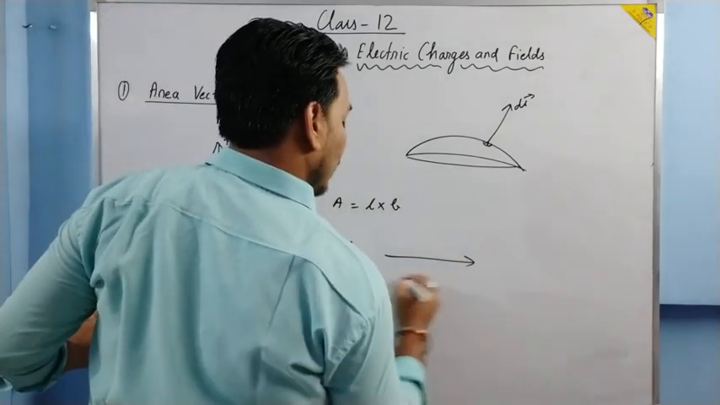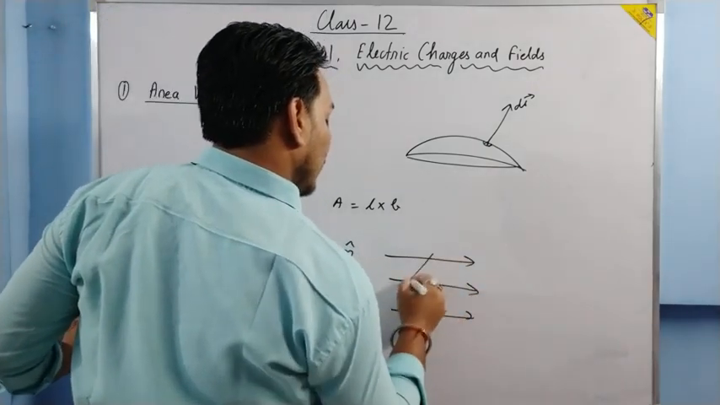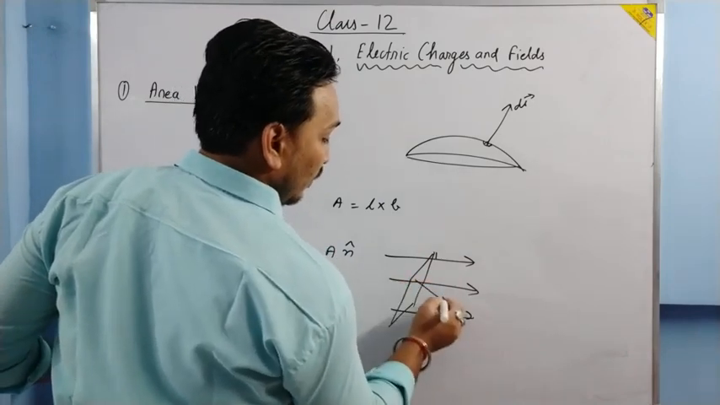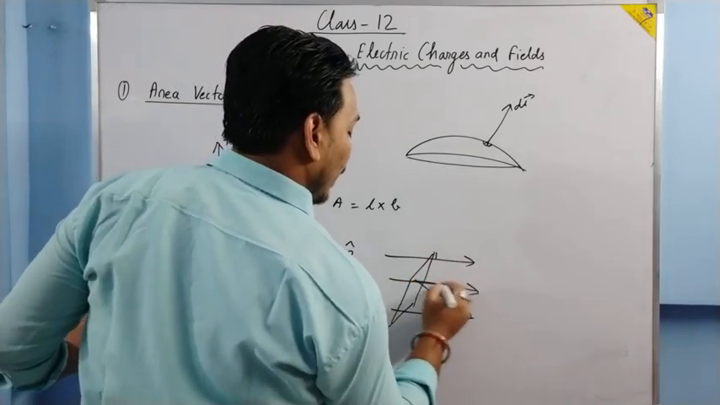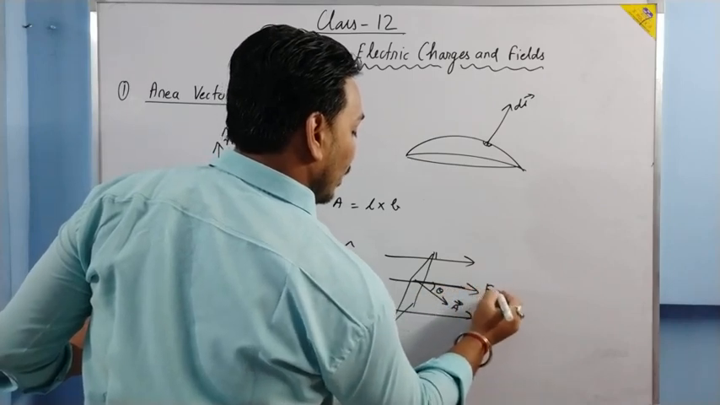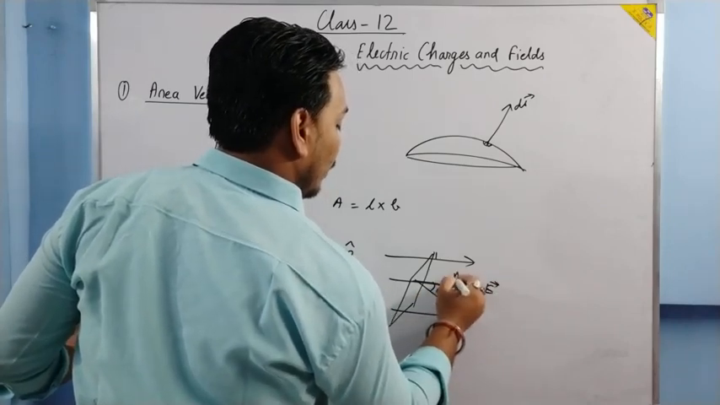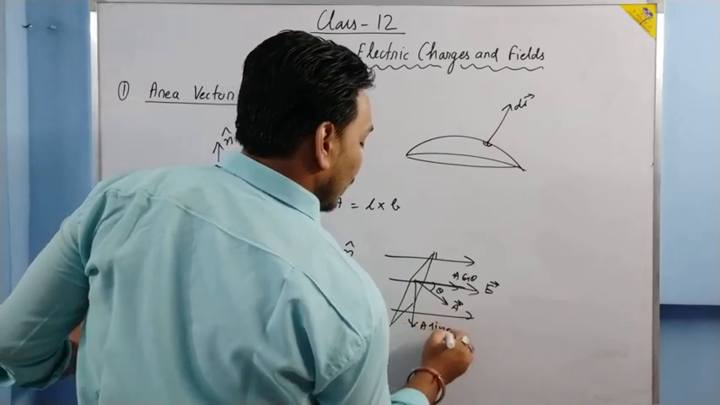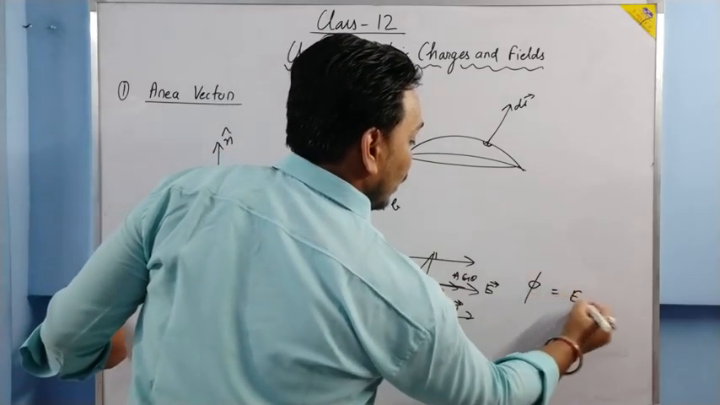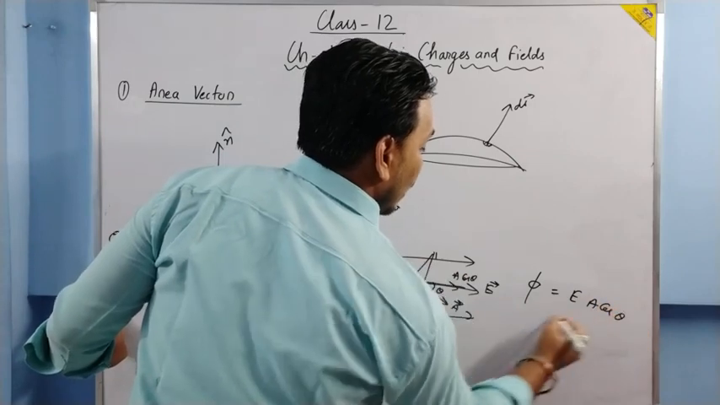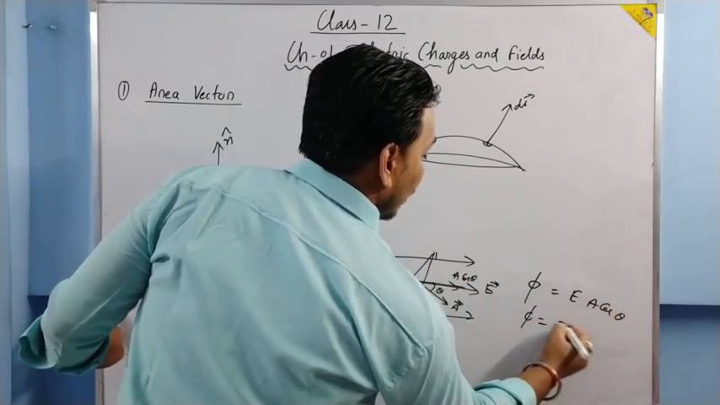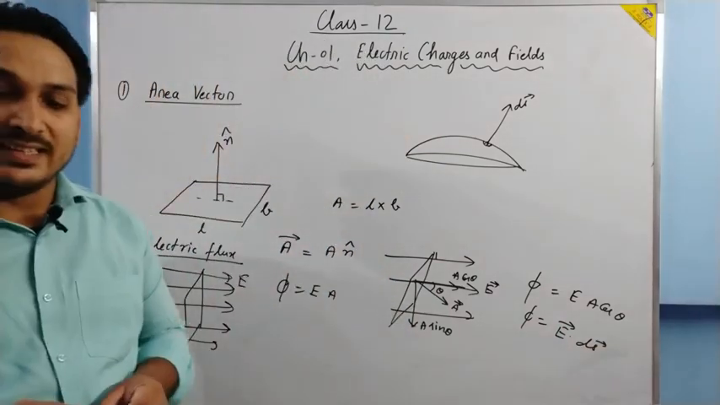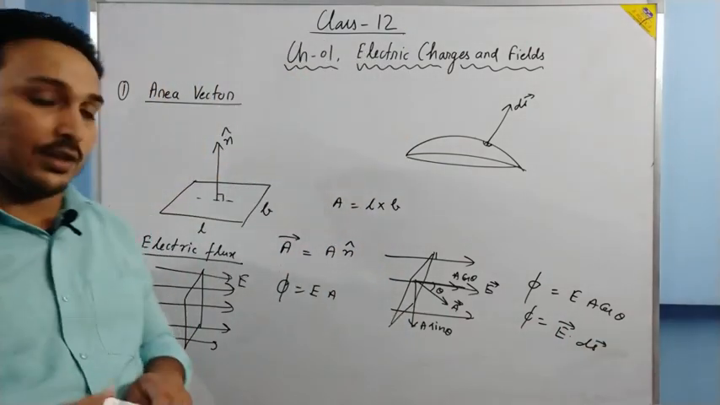But what happens if the same surface is a bit tilted? Then we draw area vector, we take angle theta with the direction of electric field. Now A has two components, one is A cos theta, another is A sin theta. In this case the flux is given by E into A cos theta, which can further be written as E vector dot dS vector. These two things we have studied before studying Gauss law.